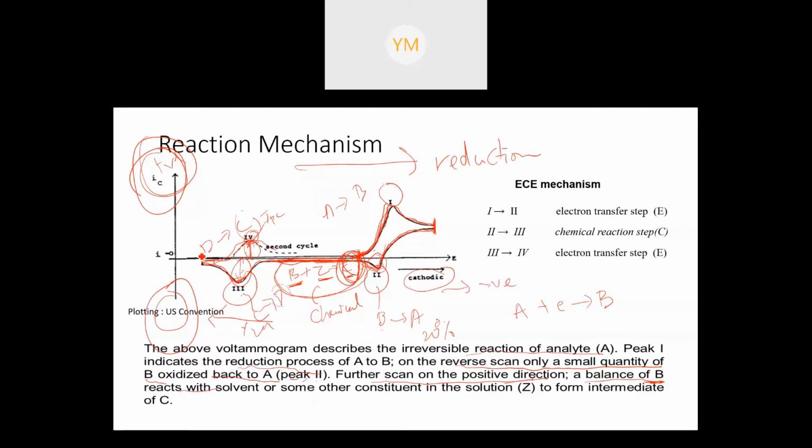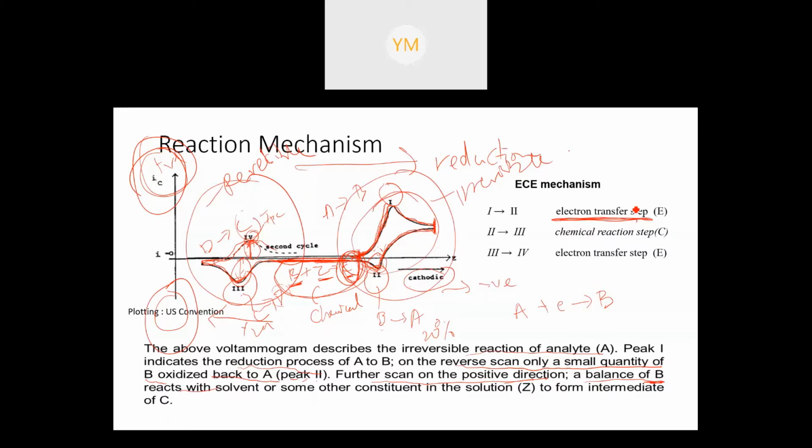The amounts of C formed and D formed are equal, so they are reversible. Here the process is reversible between C and D. But here, A and B is irreversible. I hope you understand. Whenever you see an increase of current, electron transfer is involved.